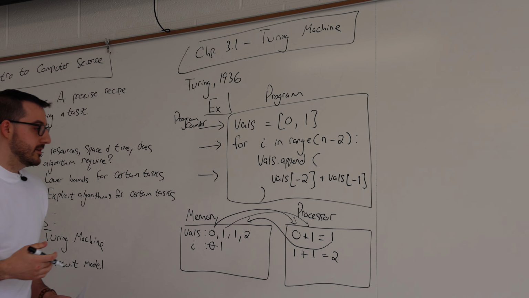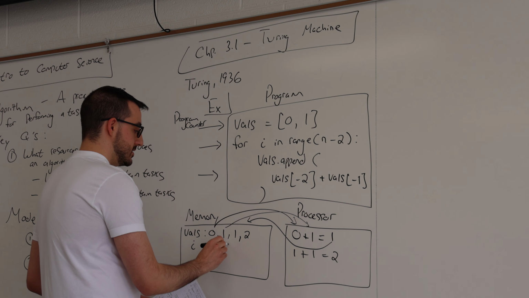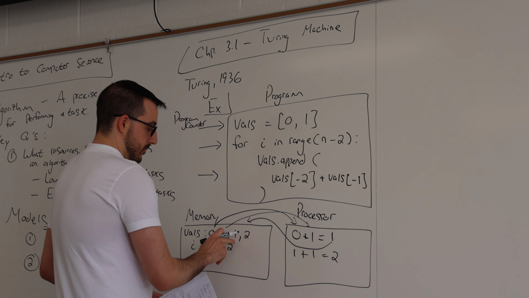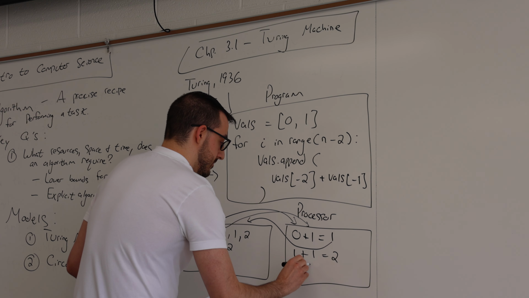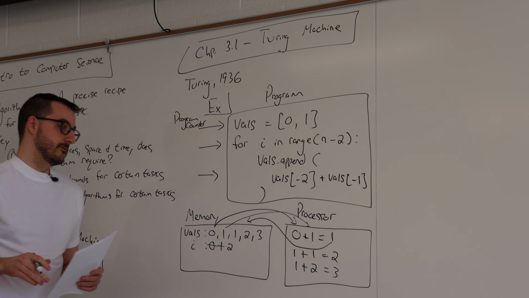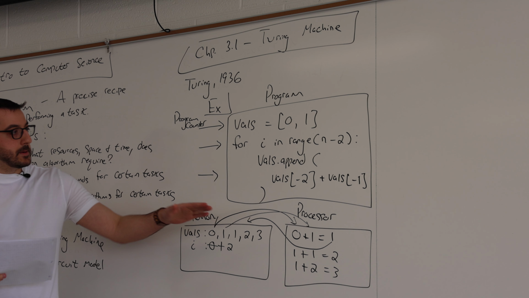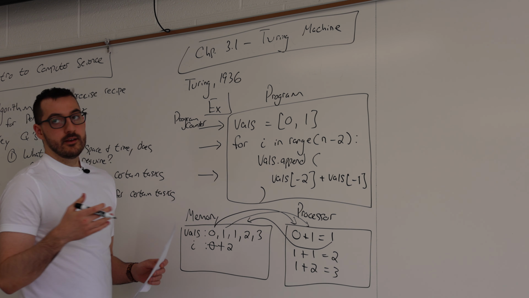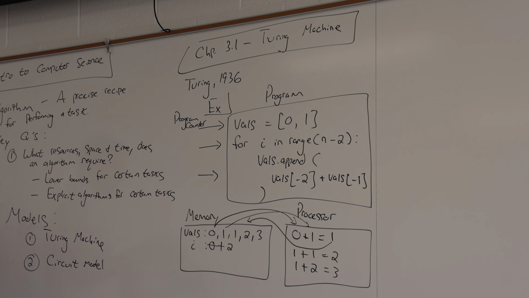And you can keep doing this. We'll just do one more. 1 changes to 2. 1 and 2 are the previous last two numbers in the list. 1 plus 2 is 3. And that gets appended to the list of values. Let's say we stop there. So this program would then stop, or we could say that it halts.